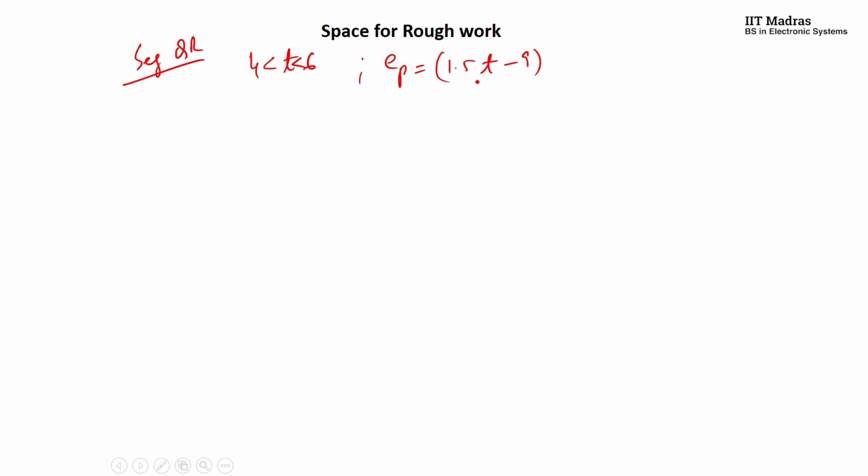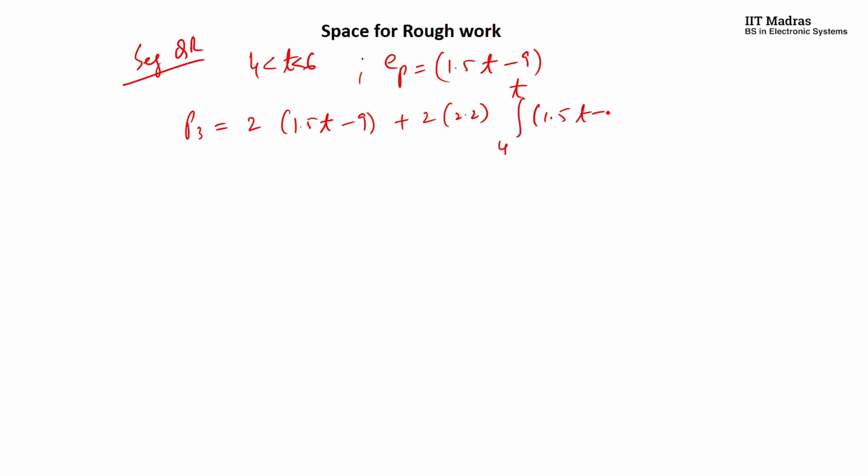1.5T minus 9. Okay. So what will be P3? The control output: you apply the controller equation, you have 2 into 1.5T minus 9 plus 2 into 2.2 integral 4 to T. So you should always be careful that the upper limit you keep at time T so that it is easy for you to sketch the curve.